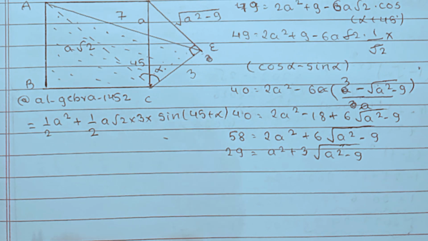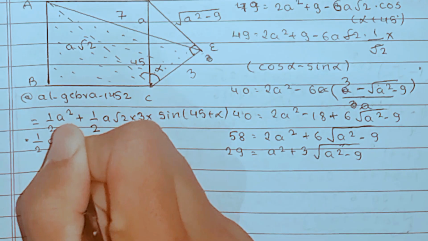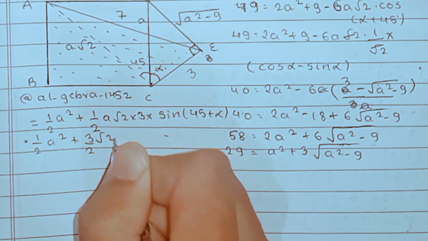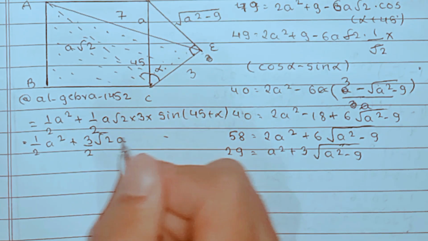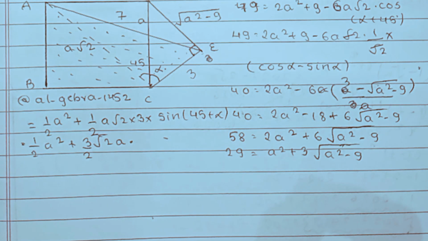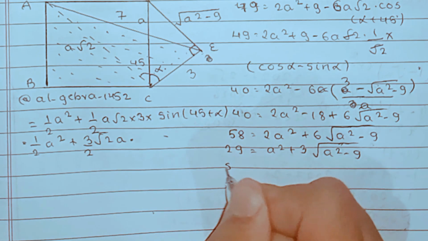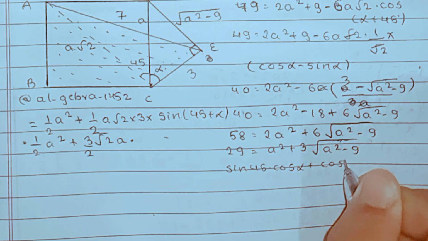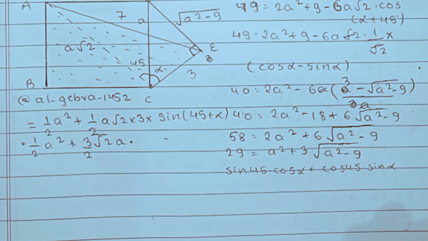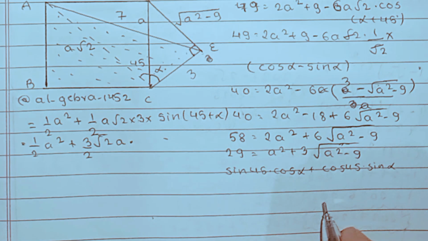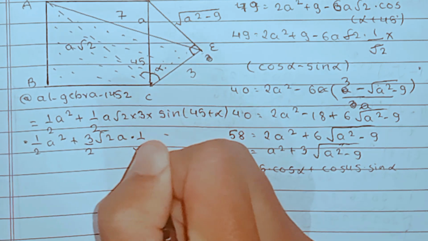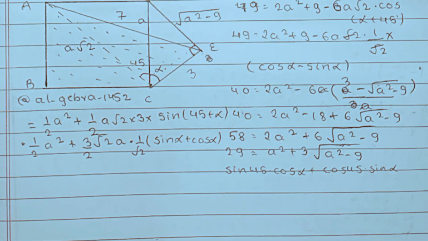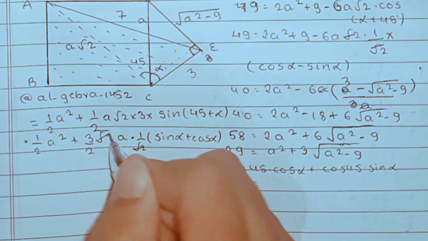So we get 1 by 2 a square plus 3 by 2 root 2 a into sine 45 plus alpha. So sine 45 plus alpha will be sine 45 into cos alpha plus cos 45 into sin alpha. We take common 1 by root 2, so we get 1 by root 2 times sin alpha plus cos alpha. Now we can cancel out root 2.